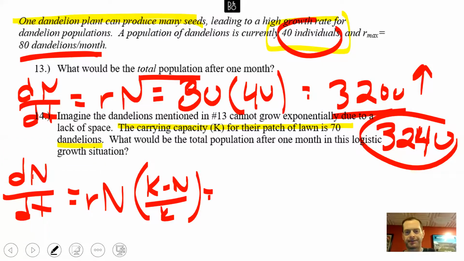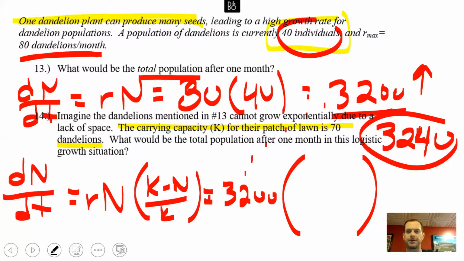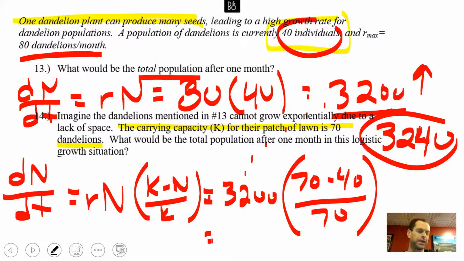this carrying capacity, I start writing absolutely terrible. Well, you know what I'm going to do? I'm just going to put this 3,200 because I know that's what the value is from up here. I know that's what it's going to be. And then inside here, I will put down the 70 minus 40 over 70. And when you do that, you end up with 1371.4.